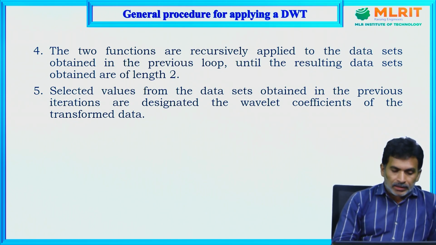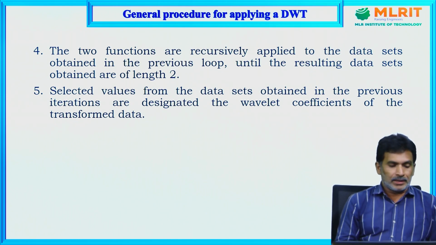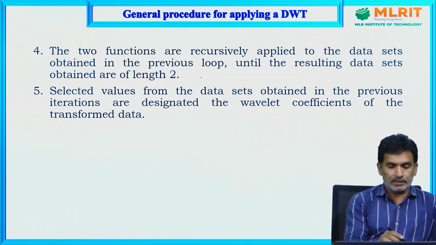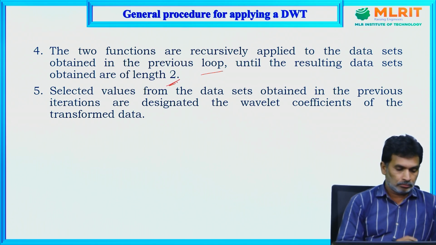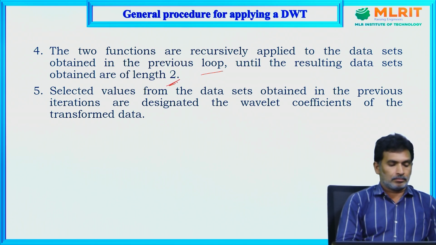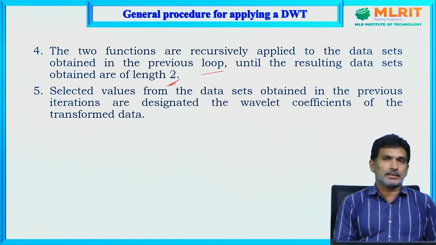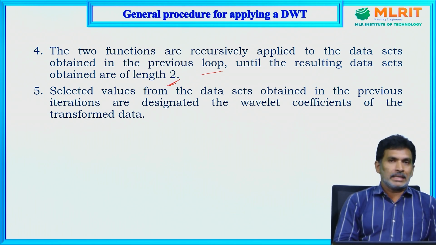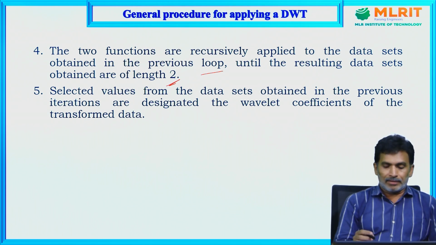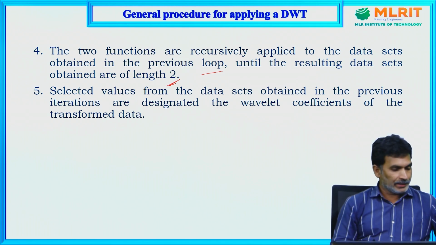The two functions are recursively applied to the data sets obtained in the previous loop until the resulting data sets are of length 2. The last step: selected values from the data sets obtained in the previous iterations are designated the wavelet coefficients of the transformed data.